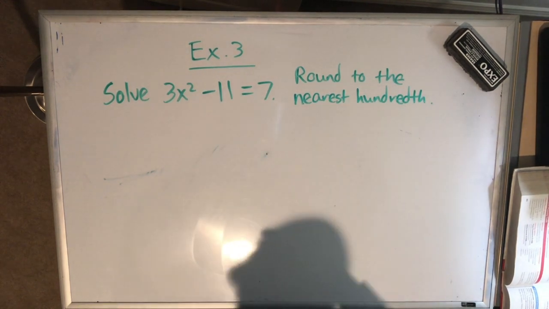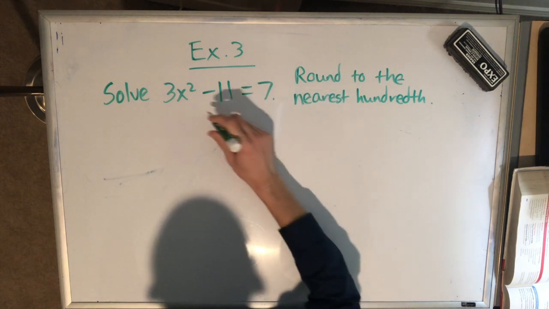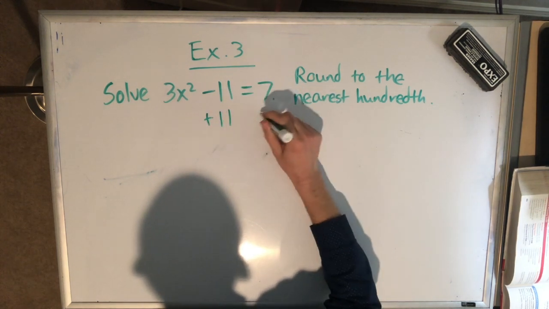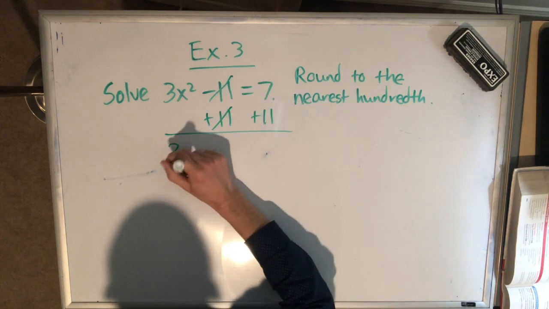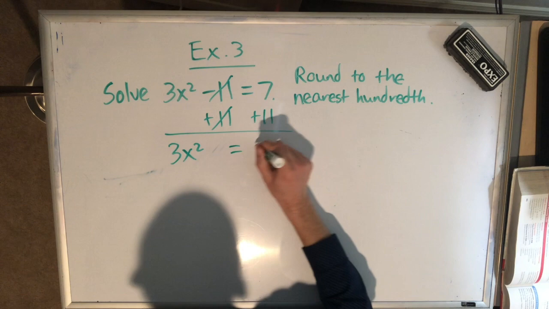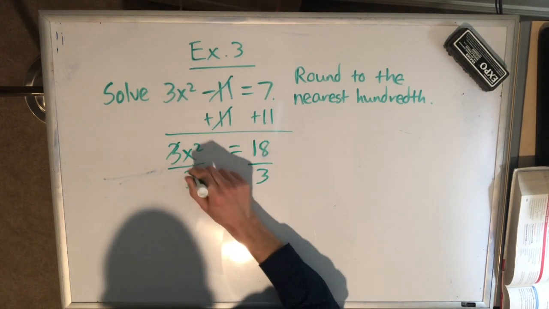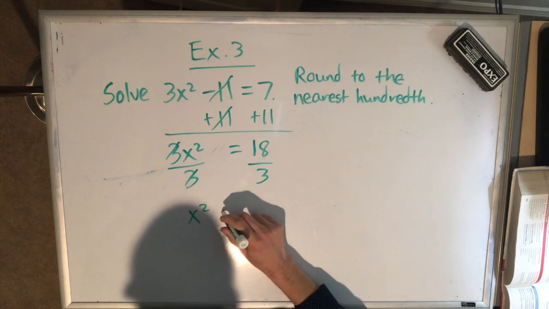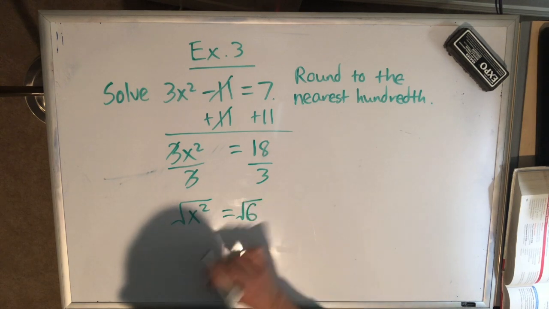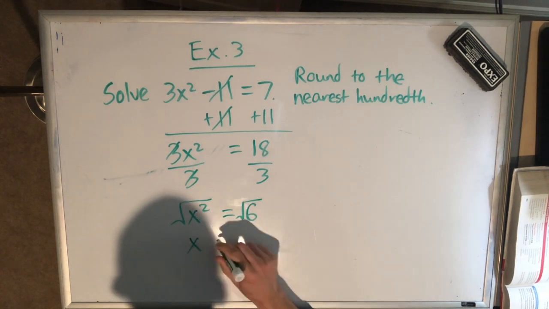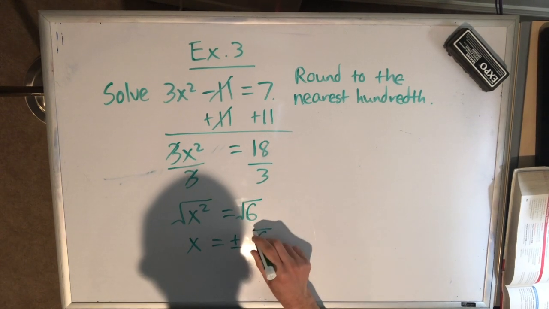Okay, so let's use the square root method. Let's isolate the variable squared by adding 11 to both sides. We get 3x squared equals 18. Divide each side by 3. That gives us x squared equals 6. Take the square root of each side. The square root of x squared is x, and that's plus or minus, so we have plus or minus square root of 6.